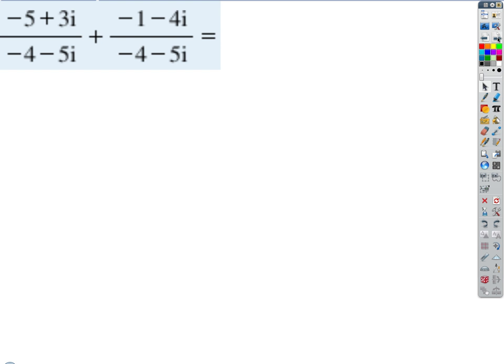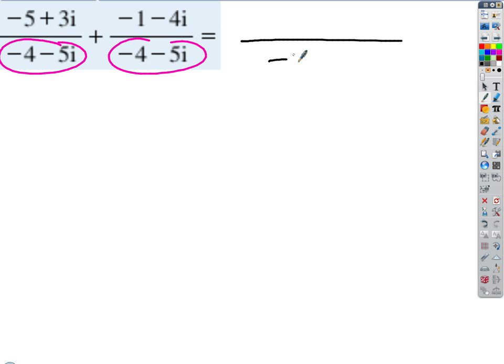But what Tony said was a really good idea. She saw that we had a common denominator there. And as long as you have a common denominator, you can easily add fractions. So we see that we have a -4 minus 5i in both fractions. So why not write this with the common denominator, -4 minus 5i, on the bottom. On the top, we just add like terms.